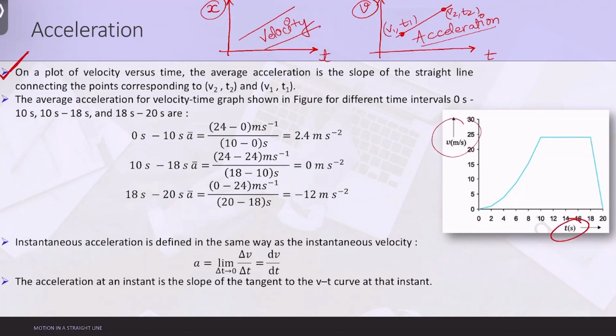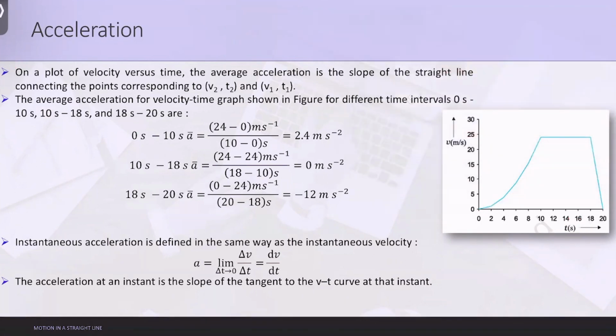So the average acceleration for the velocity-time graph in the figure for different intervals: 0 to 10, then 10 to 18, and 18 to 20. So now we are trying to calculate something. Let us try to calculate and understand. For the first case, let us say we are trying to calculate the value of average acceleration. Please remember, it's not instantaneous acceleration. We are trying to calculate the average acceleration in this region here. What we need is the velocity at this location and the velocity at this location upon a time interval. The time interval is 10 seconds.